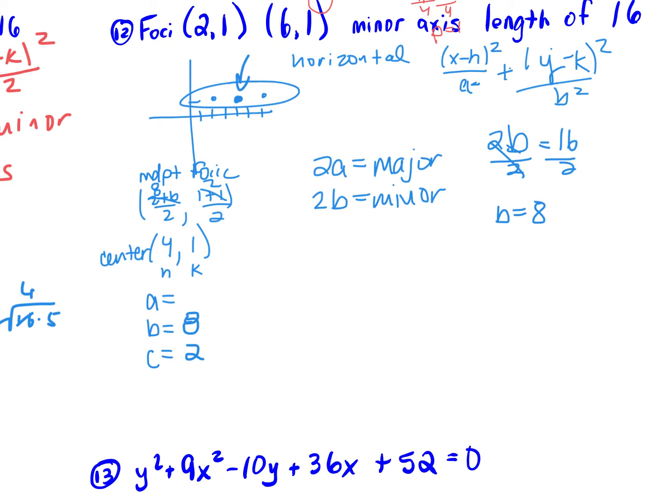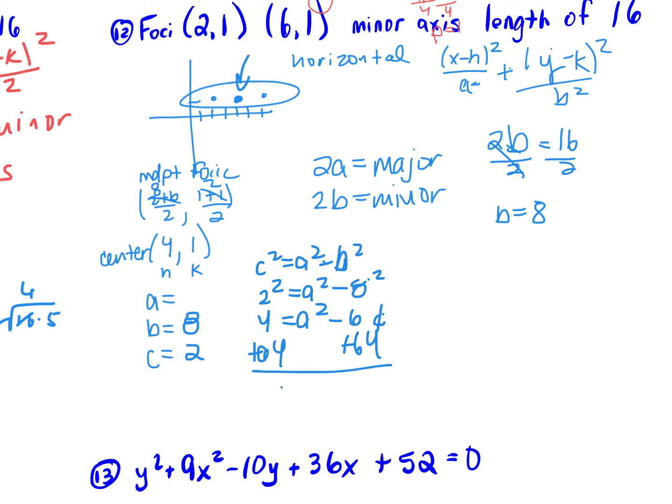So in order to find A, we'll say C squared equals A squared minus B squared. We have that formula. So 2 squared equals A squared minus 8 squared. 4 equals A squared minus 64. We're going to add 64 to both sides, and I get A squared equals 68. So my A value is going to be the square root of 68. Guys, 68 can be broken down into 17 times 4, so that would be 2 root 17. So my A value is 2 root 17.